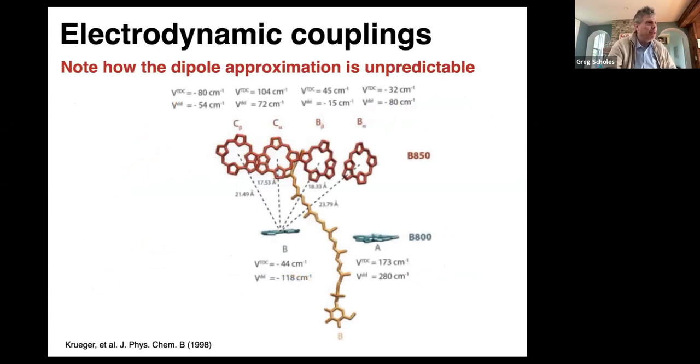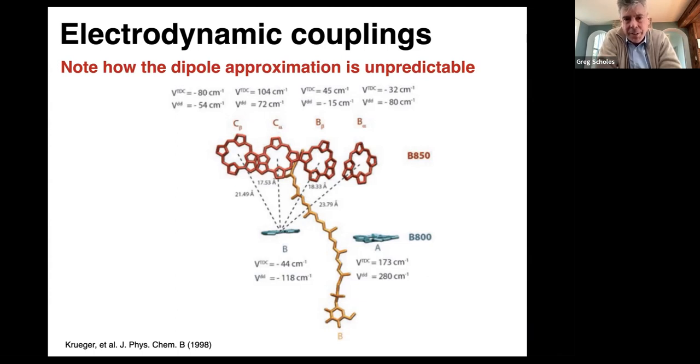And now you say, okay, well, that's all very well. It sounds somewhat complicated maybe, but do I have to care about it ever? Well, it turns out you do, especially in some of these photosynthetic proteins. You can see some examples here. Let's look at the second one from the left on the top, where you see that the dipole approximation gives a coupling of 72 wave numbers. This is between the bacterial chlorophyll, the blue one labeled B, and C alpha. And when we do this transition density cube calculation, the more accurate version, you get 104 wave numbers. So, okay, it's not so bad.